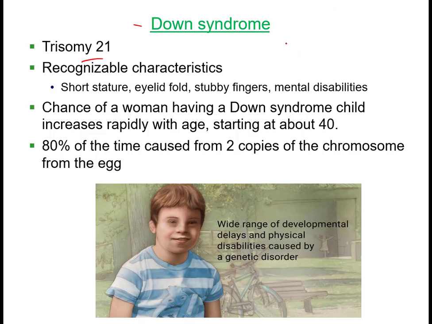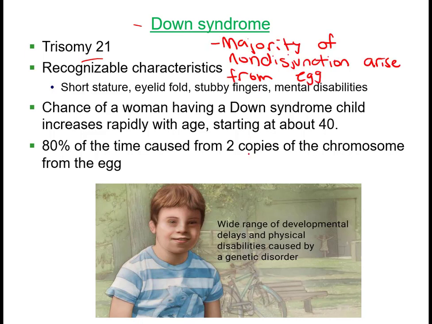Now, non-disjunctions can happen in either the egg or the sperm. It's possible that it can happen in either one, but it just so happens the majority of non-disjunctions are due to the egg. So what I mean by that, if it was a trisomy, it's usually the egg that had the extra chromosome, 24, while the sperm had the normal number, 23. It's more often than not from the egg. And here's the reason for that.